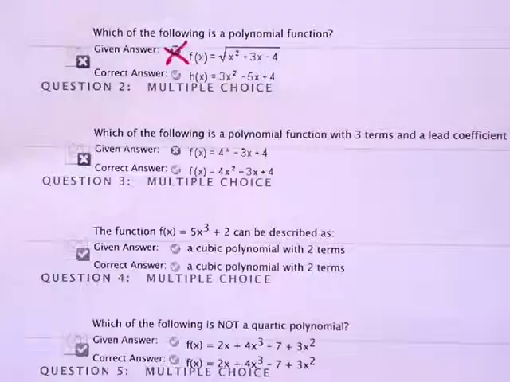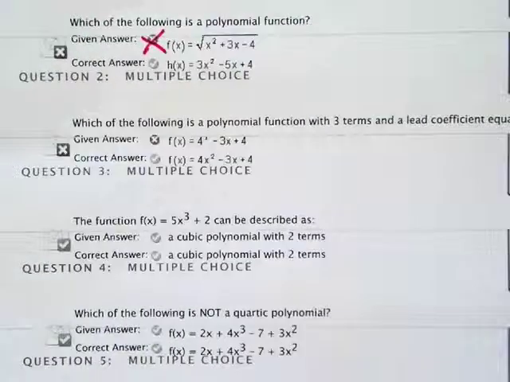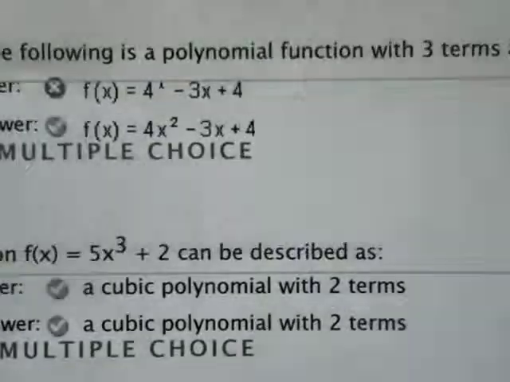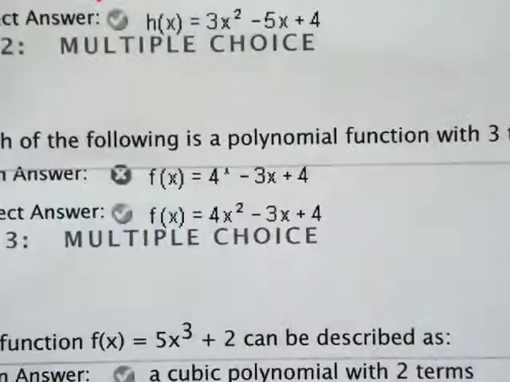The next one says, which of the following polynomial is a function with 3 terms. Let's see. Give me just a second here. All right. I'll do this after. So we'll zoom in. Which of the following polynomial is a function with 3 terms and a lead coefficient equal to 0?